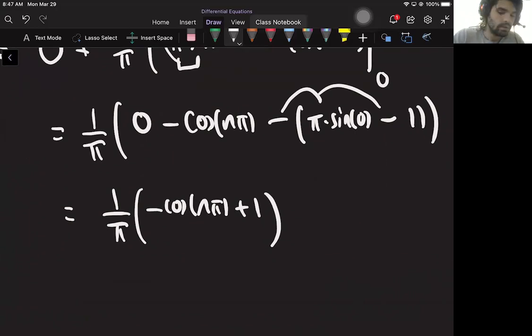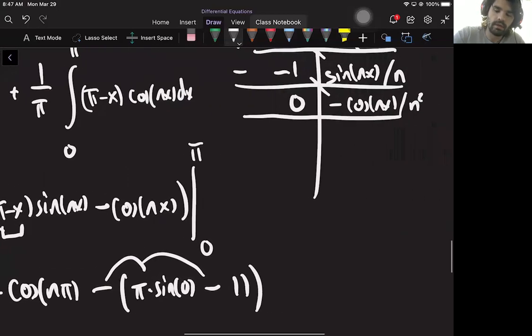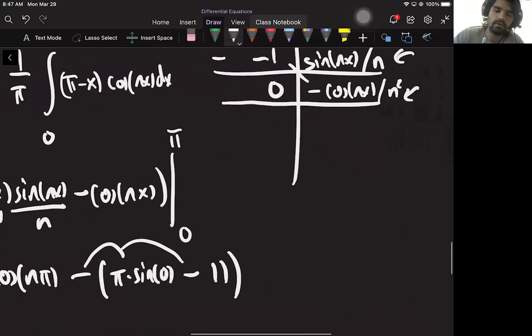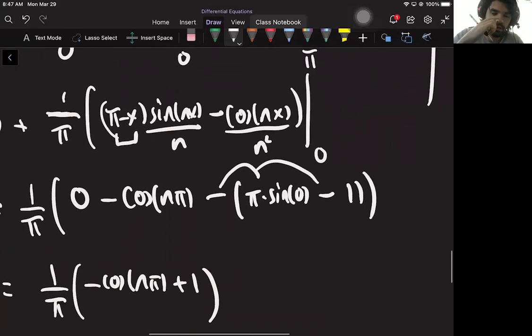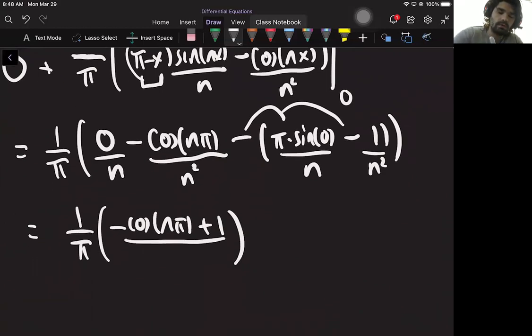I think that's good. Oh wait, where was my division by n's? I had them and I didn't write them. Sine of nx had an n underneath it, and cosine had an n squared underneath it. So let's just bring those in here. So this is over n squared. And this is also over n squared. And this was over n, but that's going to be 0, so that's okay. So these were all over n squared.